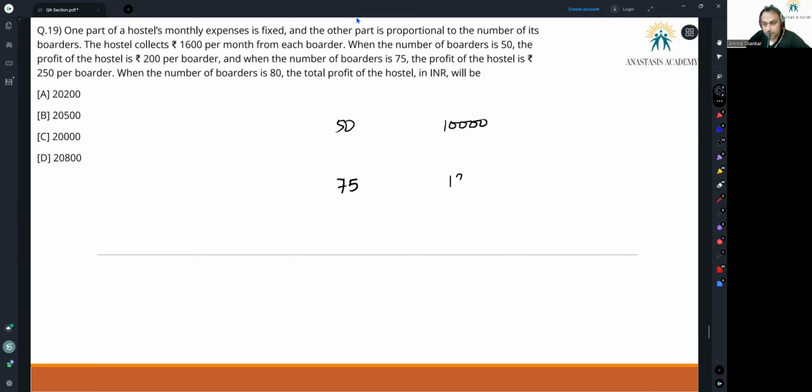So 18750. Pay attention. For increase of 25 boarders, the change in profit is of 8750. The change in profit is of 8750. Okay. When the number of boarders is 80, the total profit of the hostel in INR will be. If it goes to 80, it becomes 1/5 of the initial change. So the change here will also be 1/5. 8750 divided by 5 is 1750.